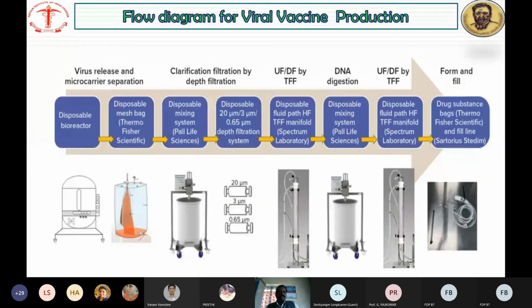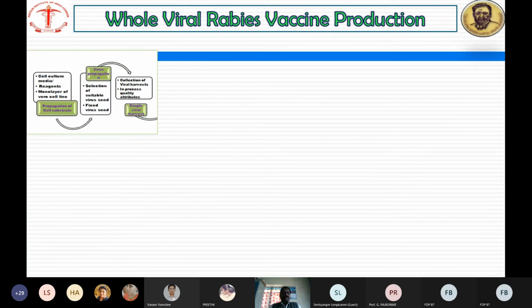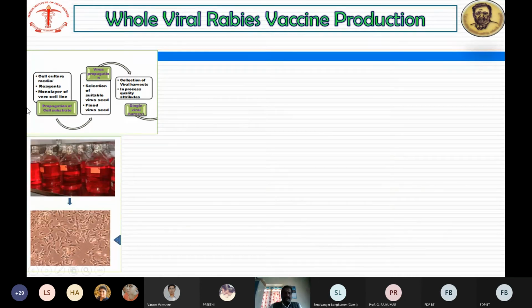For the tissue culture based vaccine, different kinds of surfaces are used: glass surfaces, chemical beads as a bioreactor, or roller culture surfaces. Here, some of the pictorial representations are taken from the net. Another photograph will be taken later. Here is the cell culture media. Here is a model of cell line propagation, and after a suitable fixed virus time, collection of viral harvest.